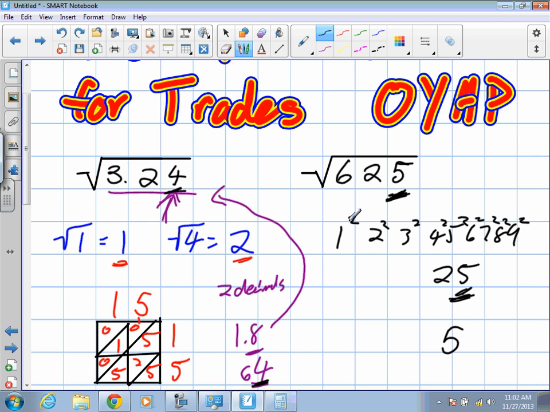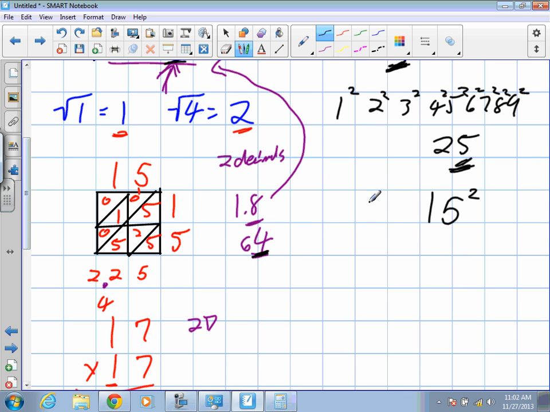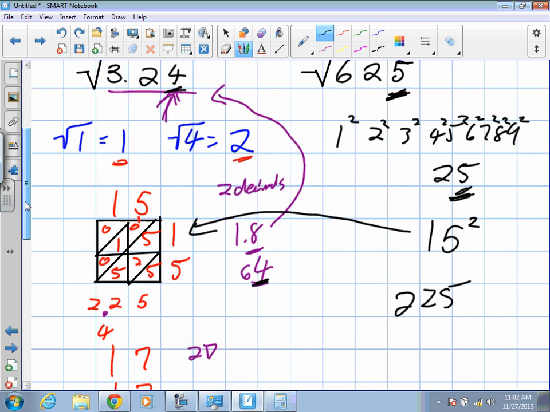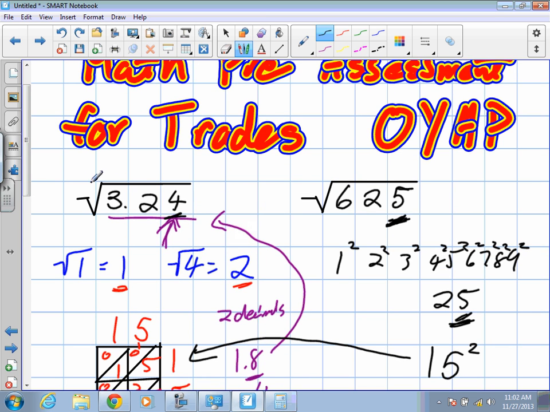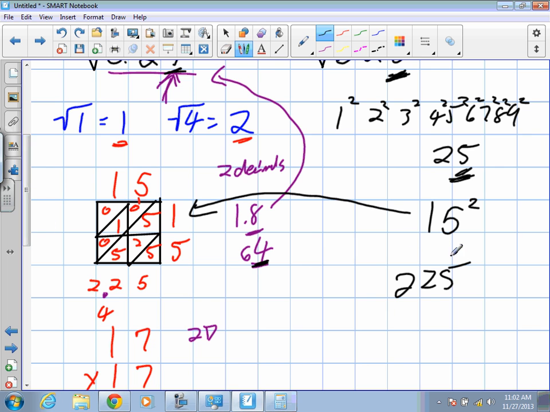Let's try 15. Let's see if 15 squared gets us close to there. And lo and behold, what is 15 squared? It's right over here. We've just done it. 225. Are we close enough? No. So let's go up in the tens column. What would be the next logical progression? 25. Let's try 25 squared.